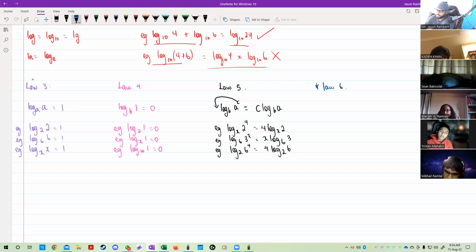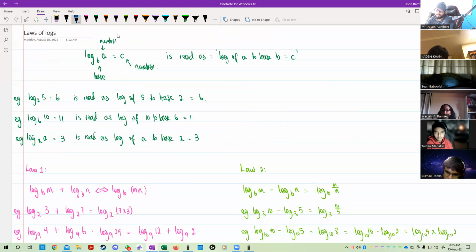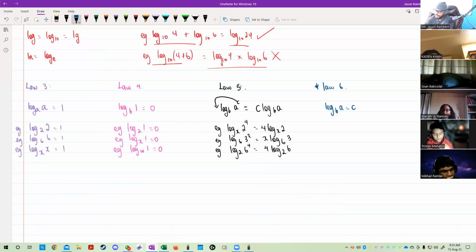Now, law 6 is I'll say the most important one. Law 6 states that if I have log of A to base B is equal to C, we know this is how our log looks. Generally, this is how our logarithm looks. I can convert this to an indice. This is equal to B to the power C is equal to A. This is the indice equivalent.